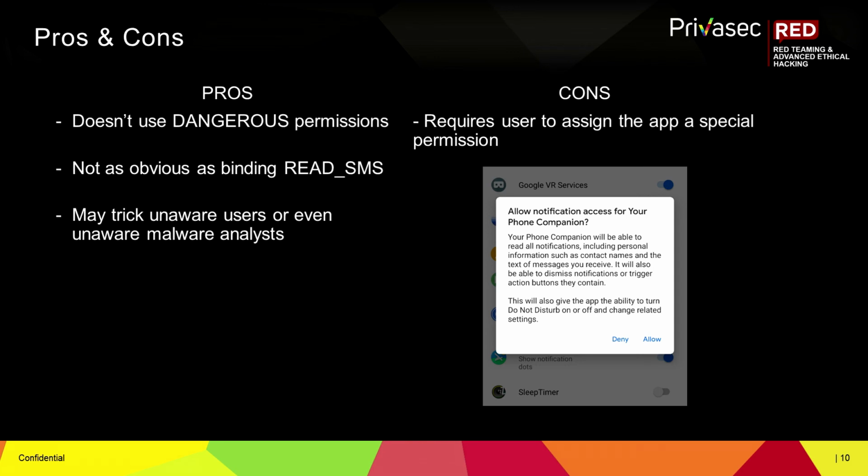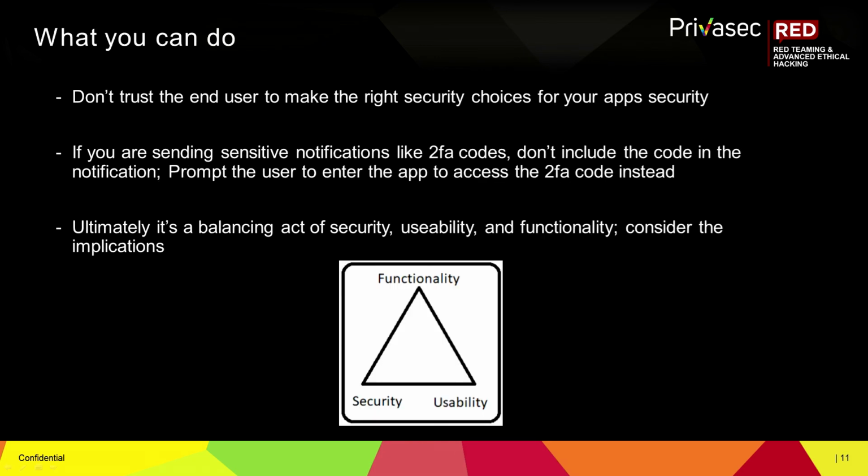So this leads me to my final slide. What can you do as the company, and what can you do as a developer? Well, firstly, we shouldn't trust the end user to make the right security choices for your own application security. We should be working under some level of assumption that there is already going to be hostile applications installed on the Android device. Let's say there's a web application and a mobile application.